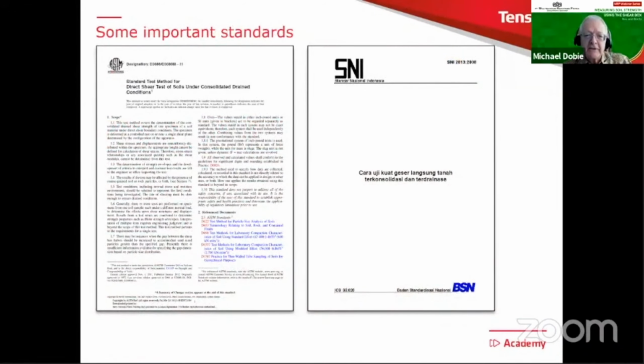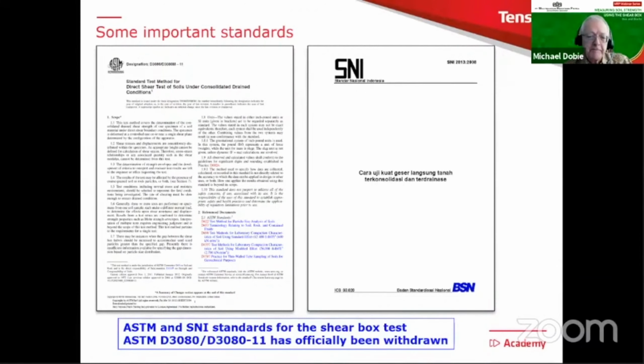Some important standards I'm going to refer to a bit today. The ASTM, which is reference D3080, is for this particular test. In particular, it is for consolidated drained testing conditions, which is very important. And then there is an SNI 2813, which has the same basic title, but of course in Bahasa Indonesia.